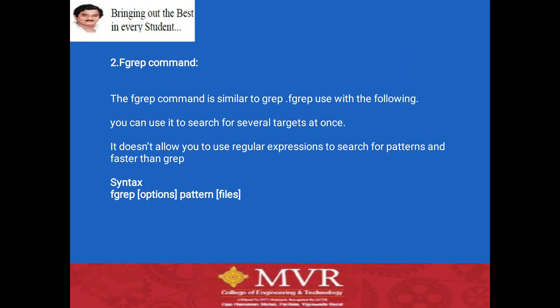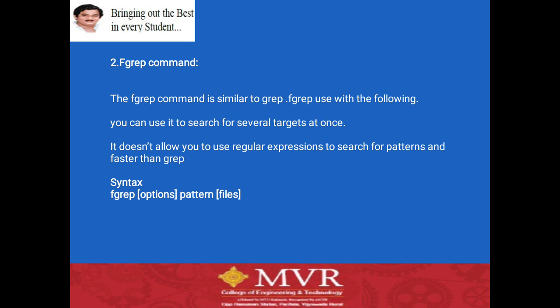So we have grep. As I said, because we are discussing the grep family, there are 3 types of greps available. What we have discussed till now is the normal grep, that is global regular expression print. This is the second type of grep, that is called fast grep. fgrep is nothing but a fast grep.